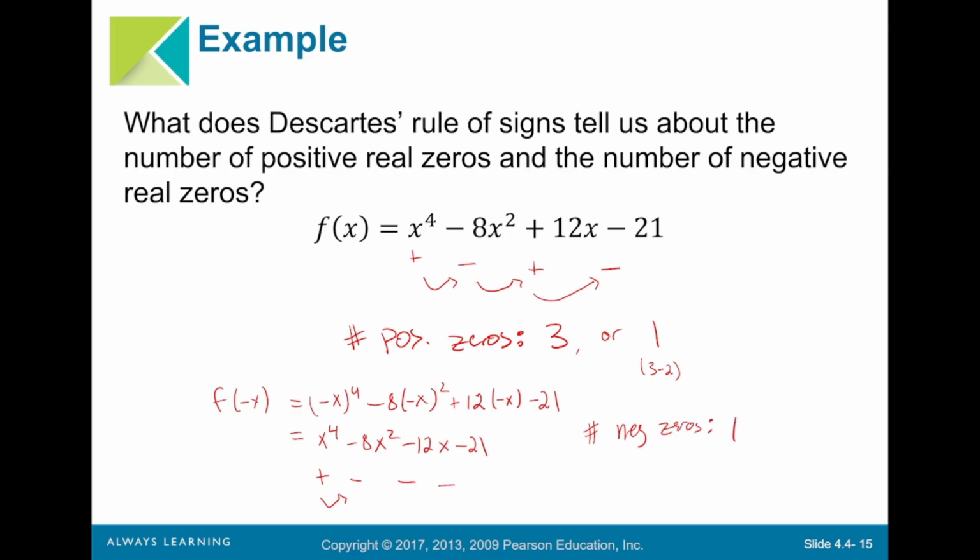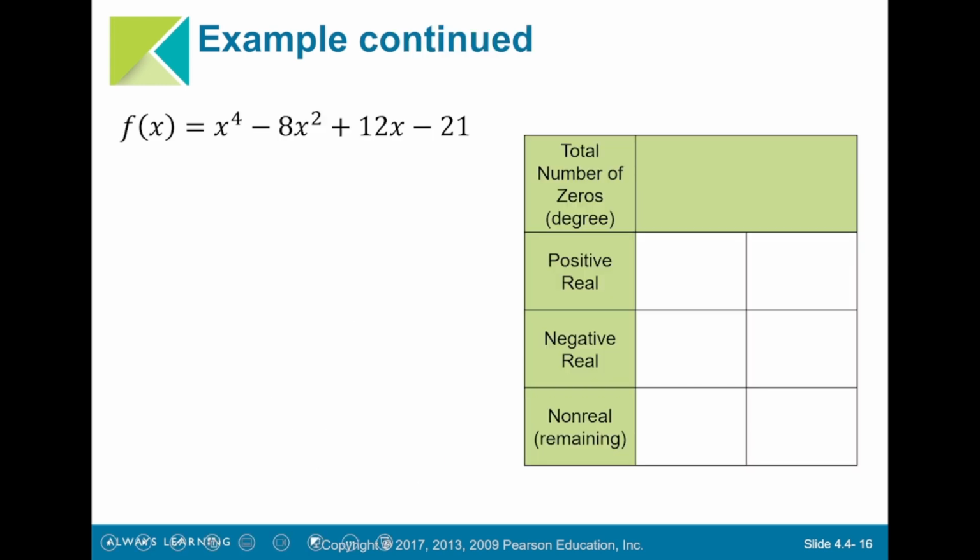Again, we can't count down by 2 here because that would bring us to negative 1, and that doesn't make sense. We can't have negative 1 places where the graph crosses the x-axis. So our number of negative zeros is just 1 here. So bringing this to our table, we said that the number of positive zeros is 3 or 1, and the number of negative zeros is just 1.